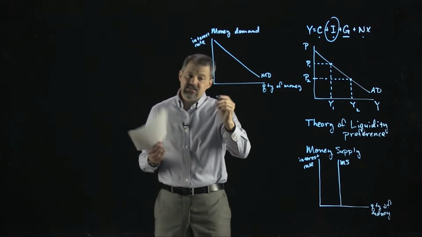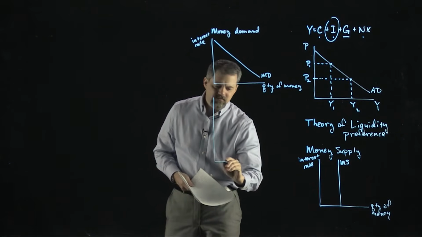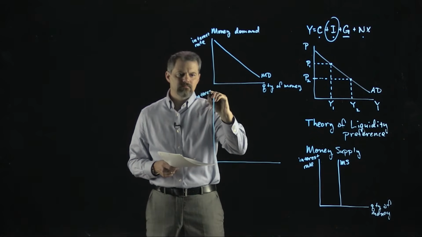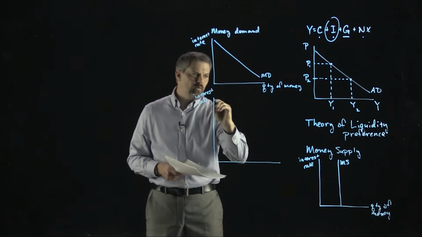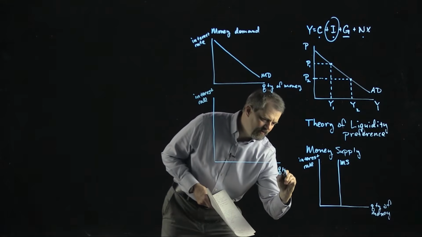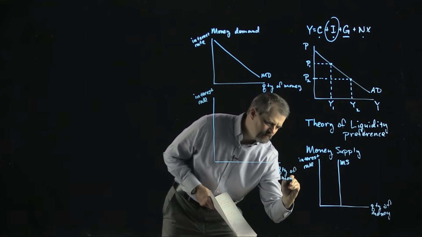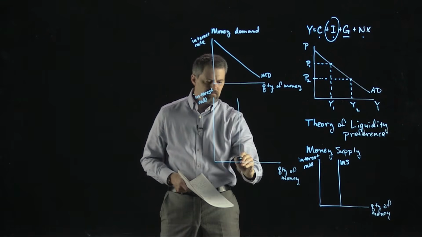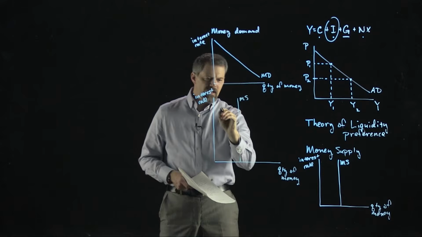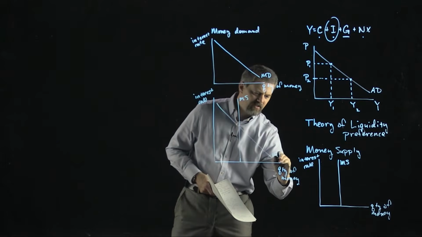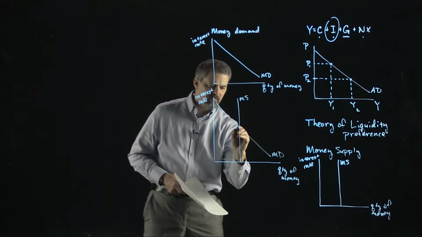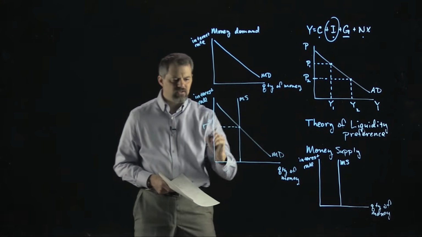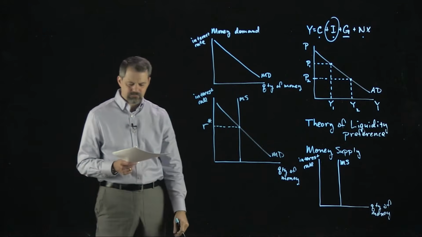So if we put these together, we get something we've seen many times over. We've got our interest rate up here, and we've got the quantity of money down here. We've got our money supply curve that's vertical. And we've got a downward sloping money demand curve. And the intersection of those is going to determine, I'll call it R star, the equilibrium interest rate.